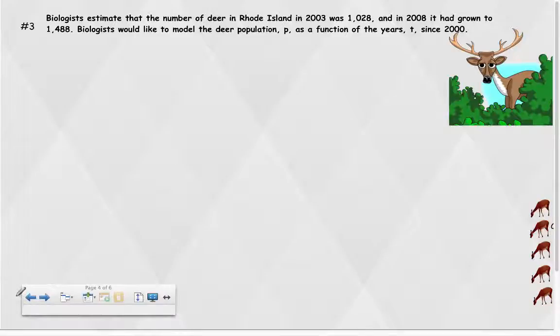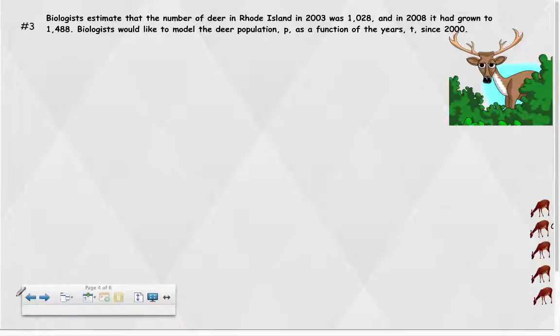All right, last question. Look at that lovely, cute deer peering through the thicket. Well, anyway, biologists estimate that the number of deer in Little Rhodey, that's Rhode Island, go Providence Friars, please, let's have a good basketball team this year.